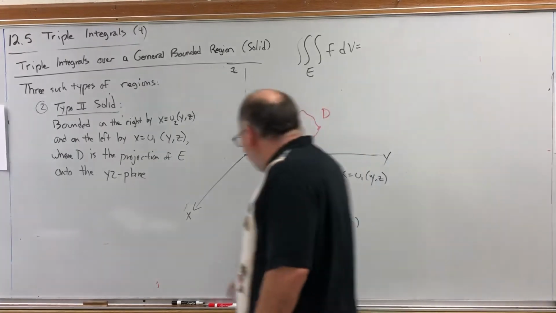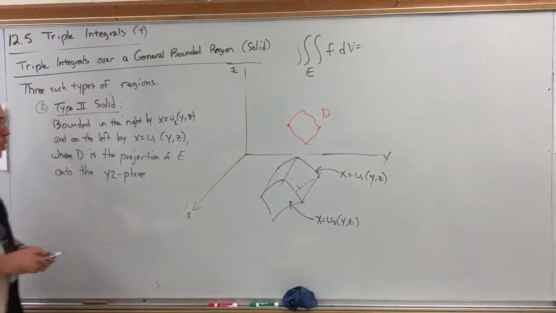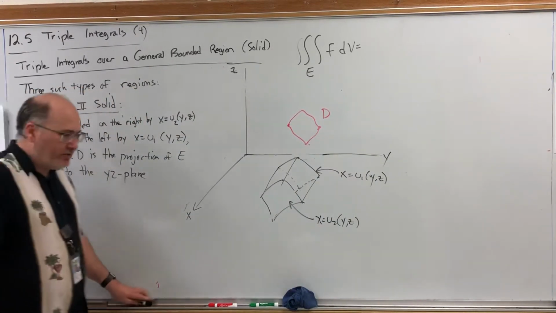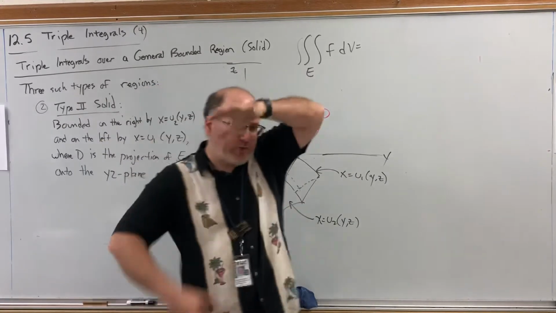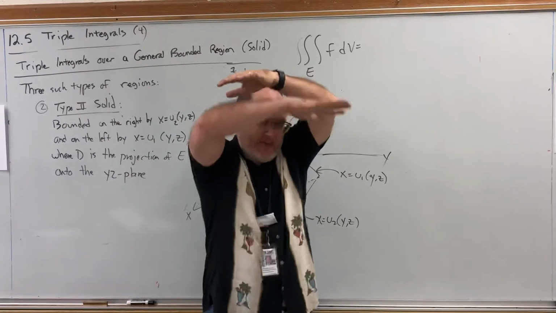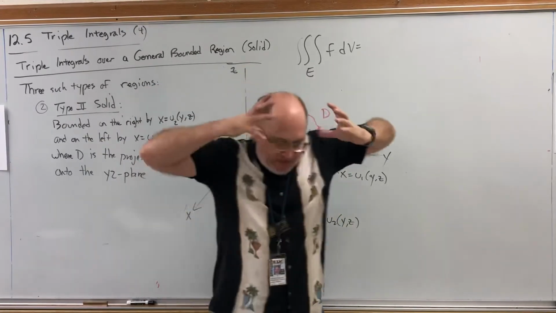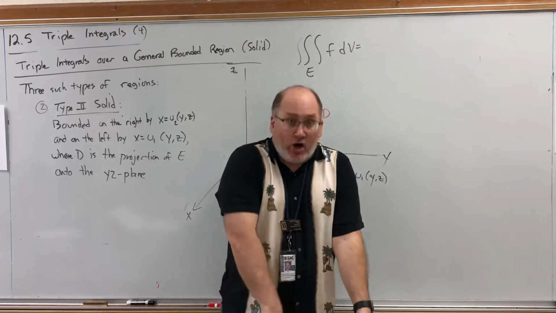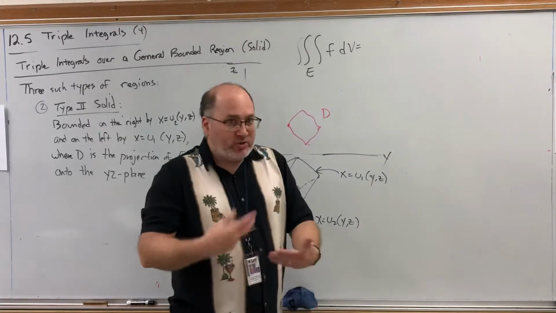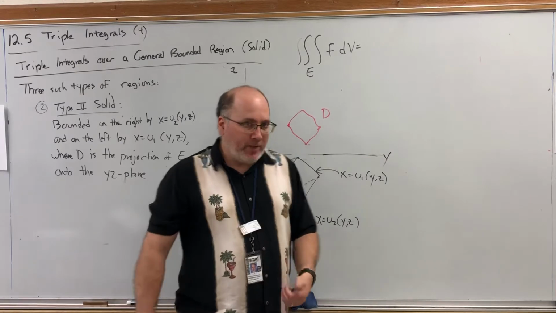In the previous video, we talked about what was called a type 1 solid, where our solid was bounded above by a surface, below by a surface, and then we had the solid in between, and then the projection of it onto the xy plane was the region over which we evaluated a double integral.